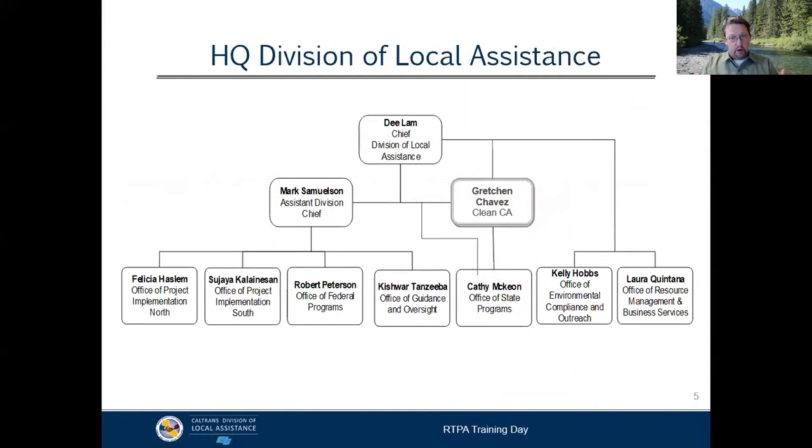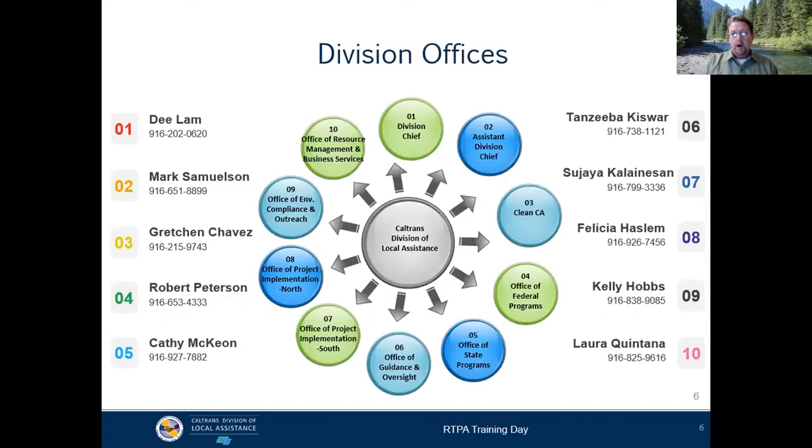We have, as you saw, over 290 staff program-wide, okay? Now, within the division, we have a variety of offices covering every program that we have, frankly. I work for Kelly Hobbs over in the environmental office, and we also have the offices of implementation, north and south, federal programs, state programs, guidance and oversight, Clean California, as well as our own internal Office of Resource Management and Business Services, okay? And this is how you can get a hold of us.